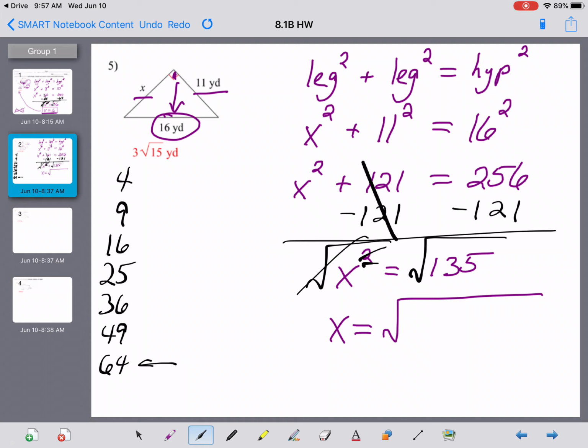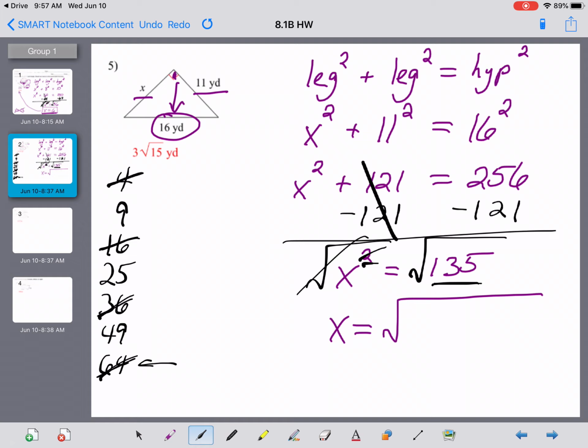Now, I said something like this before. This is an odd radicand. Even numbers will never go into odd numbers. So I can automatically cross out 64, 36, 16, and 4. There's no way that an even number divides evenly into an odd.